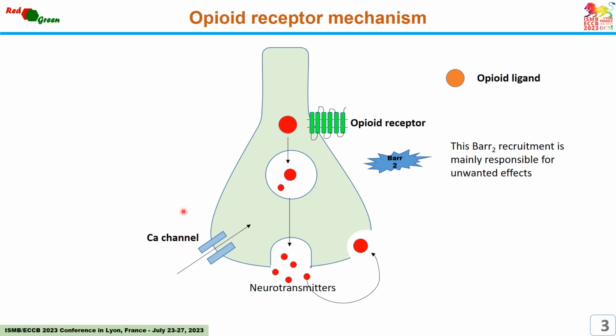So now the question is, how do opioid drugs work in our body? This is the presynaptic neuron, and in general there is a calcium channel, and through this channel calcium enters into the presynaptic neuron and acts on the synaptic vesicle, and when calcium enters into the presynaptic neuron, it secretes the synaptic vesicle and releases the neurotransmitter, which is responsible for the signal transduction.